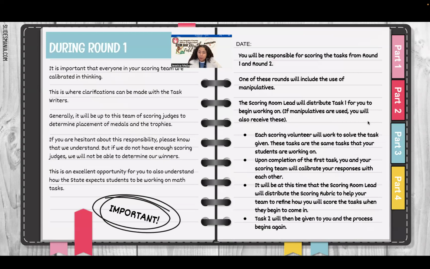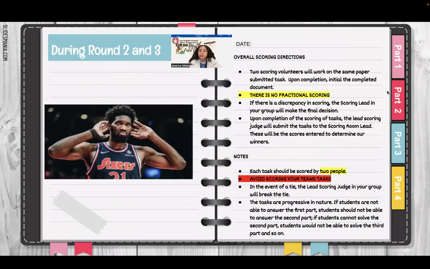Once you have calibrated, then the scoring room lead will distribute the scoring rubric so that you can compare your responses or your point allocation with the rubric. And then that whole process will repeat itself for task number 2, which is the other team competition. So overall, during round 2 and 3, that's where most of the scoring will be happening.